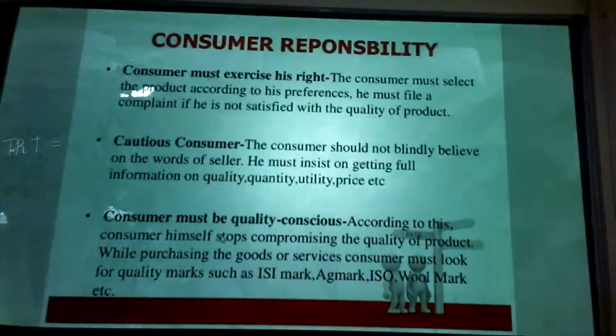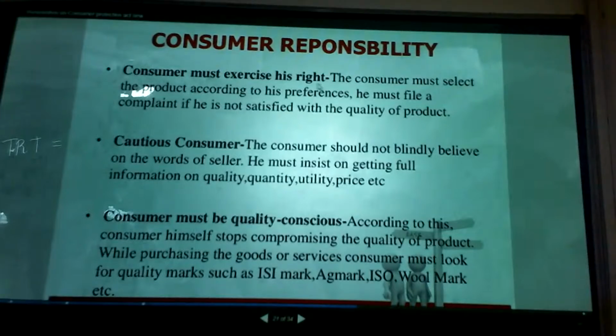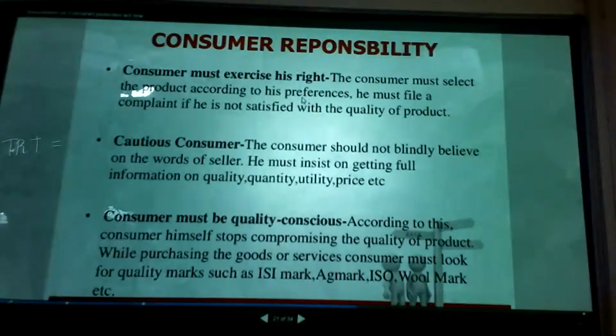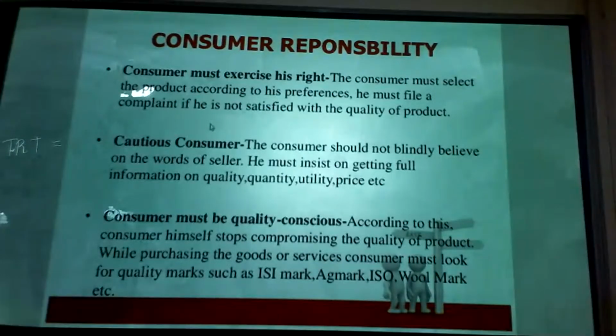Next concept: consumer responsibility. A consumer must exercise his rights, and there are responsibilities to be followed when we receive any goods as well as services. These are the major responsibilities, like exercising the right and giving a complaint. Responsibility means avoiding ignorance and negligence. If you receive a defective product, you should raise your voice. Then only is it possible to clear the defective product. If you do not raise your voice, they will definitely continue providing defective products. That is a major responsibility you have to exercise.